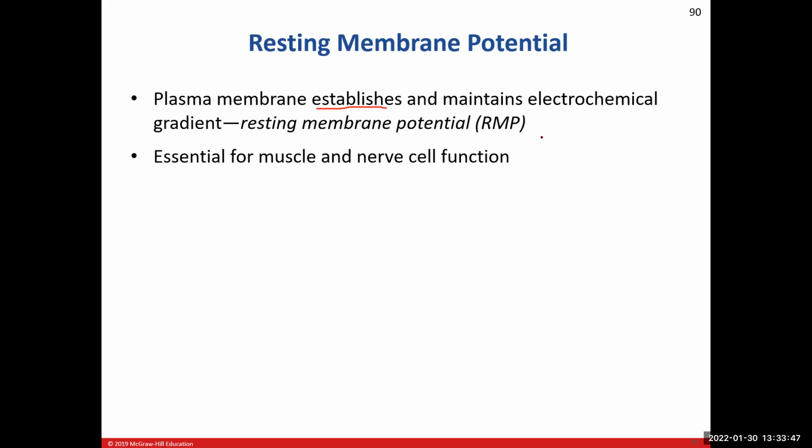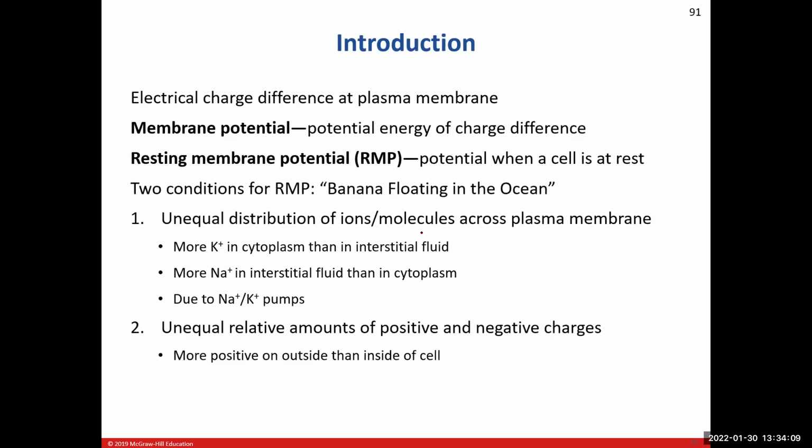You look at a battery, it has a positive end and a negative end. Well, that's what we're going to see here. This is crucial because without it, our muscles won't work and our nerves certainly won't work. So we need to have this electrochemical gradient in existence, because if not, then we're going to have some problems, big time.